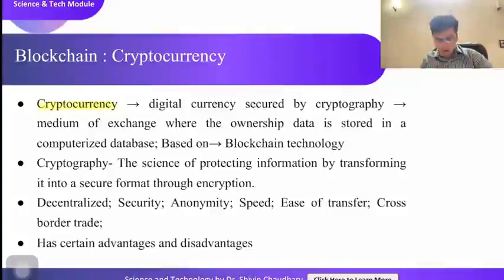Talking about cryptocurrency, what is it? This is digital currency secured by cryptography. This we have understood already, right? It is decentralized. There is anonymity here. There is ease of transfer. Cross-border trade can be done because across the world Bitcoin is accepted. It is like worldwide cash, right? It has advantages and disadvantages. So we're just going to see that.